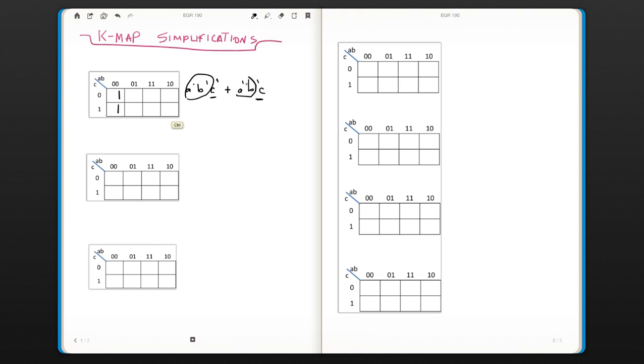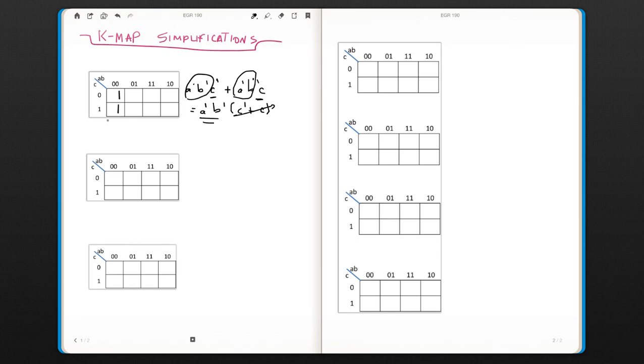Oh, I'm sorry. This is going to be B'. So these are common terms. So you can write this function as just A' B', because we know that C' or C is just going to be 1.